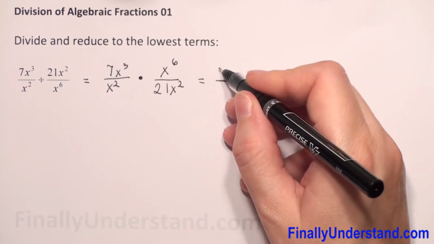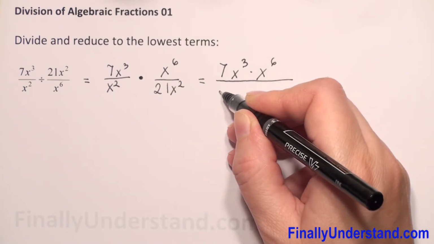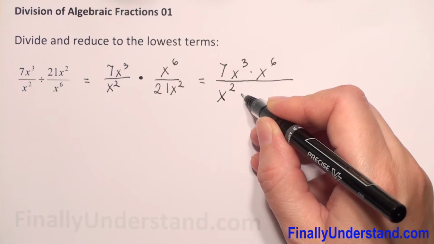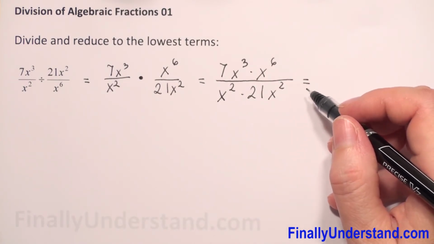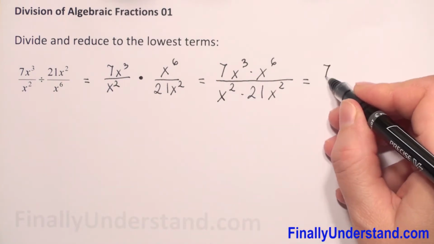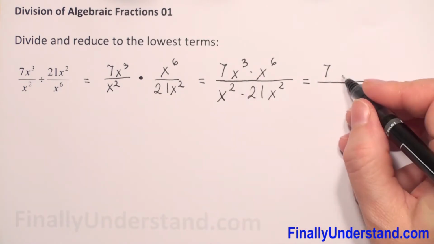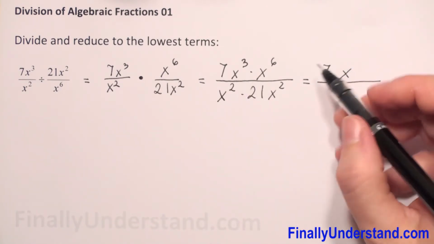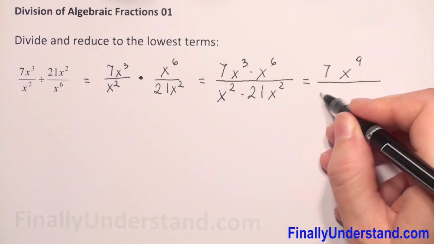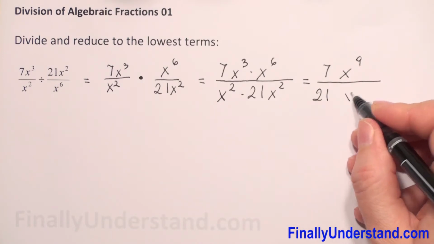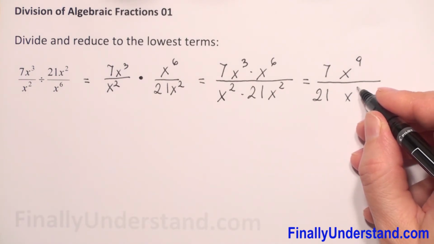So we will have 7 times x cubed times x to the 6th power over x squared times 21x squared. So this is equal. First we have to put the numbers. So we have 7, and the same base, so we copy the base and we have to add exponents. 3 plus 6 is 9. And first we put the number, and we have the same base, x and x, so we have to add exponents. 2 plus 2 is 4.